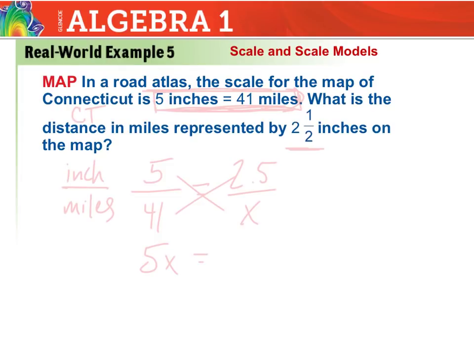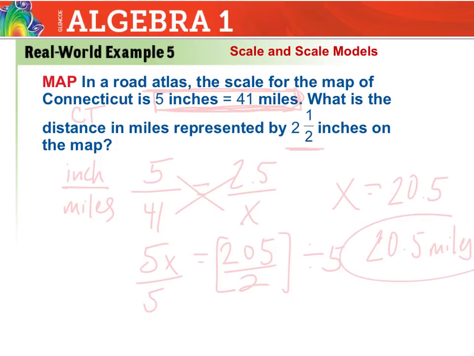With it. All right, so we'll cross multiply here, 5 and x, and again, you don't have to use x, you can use whatever you want. 41 times 2.5. Oh boy, 205. If that's wrong, let me know tomorrow. No, that's not right. Okay, now let's see. Divide by 5. We're going to take this, divide by 5, and x is going to equal 20.5, right? So in other words, 2.5 inches on our map will represent 20.5 miles.